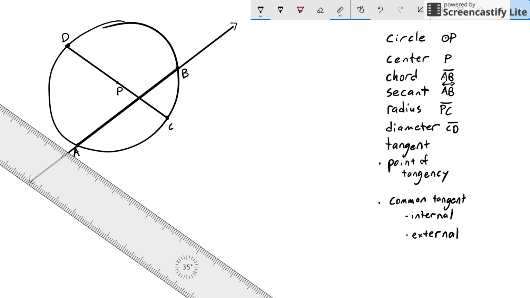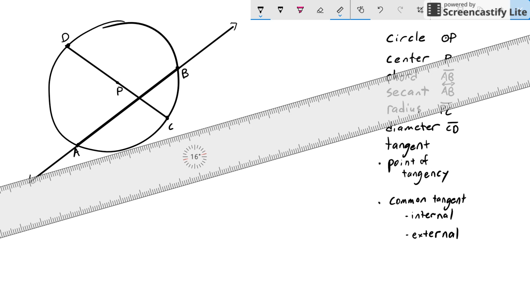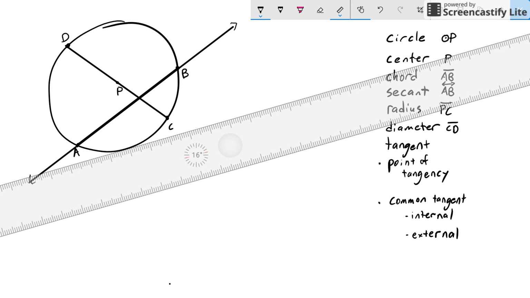Tangent is probably a new term, and it is a term that we focus on primarily in today's section. A tangent stays outside of a circle, never passes through the inside, but it does touch the circle in one point.